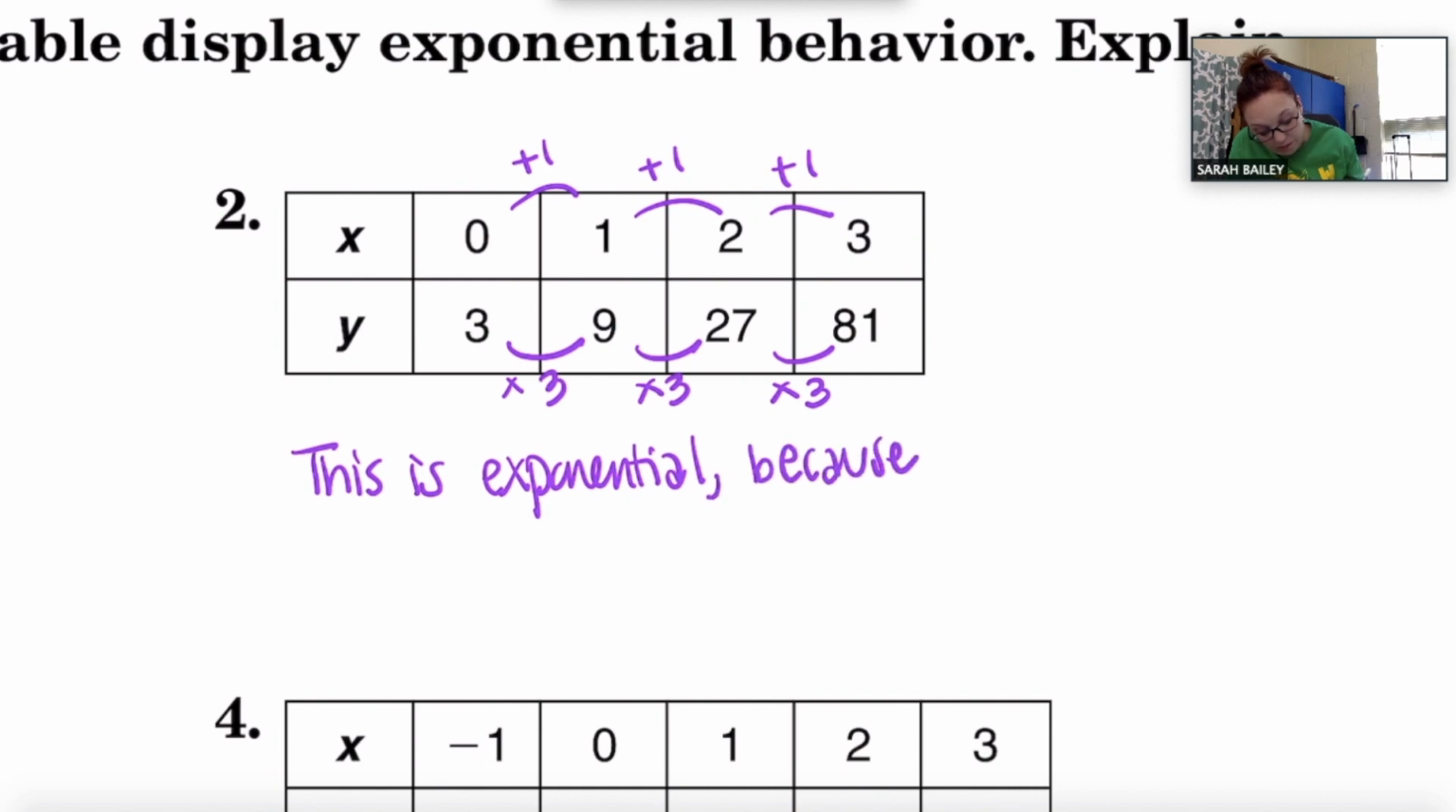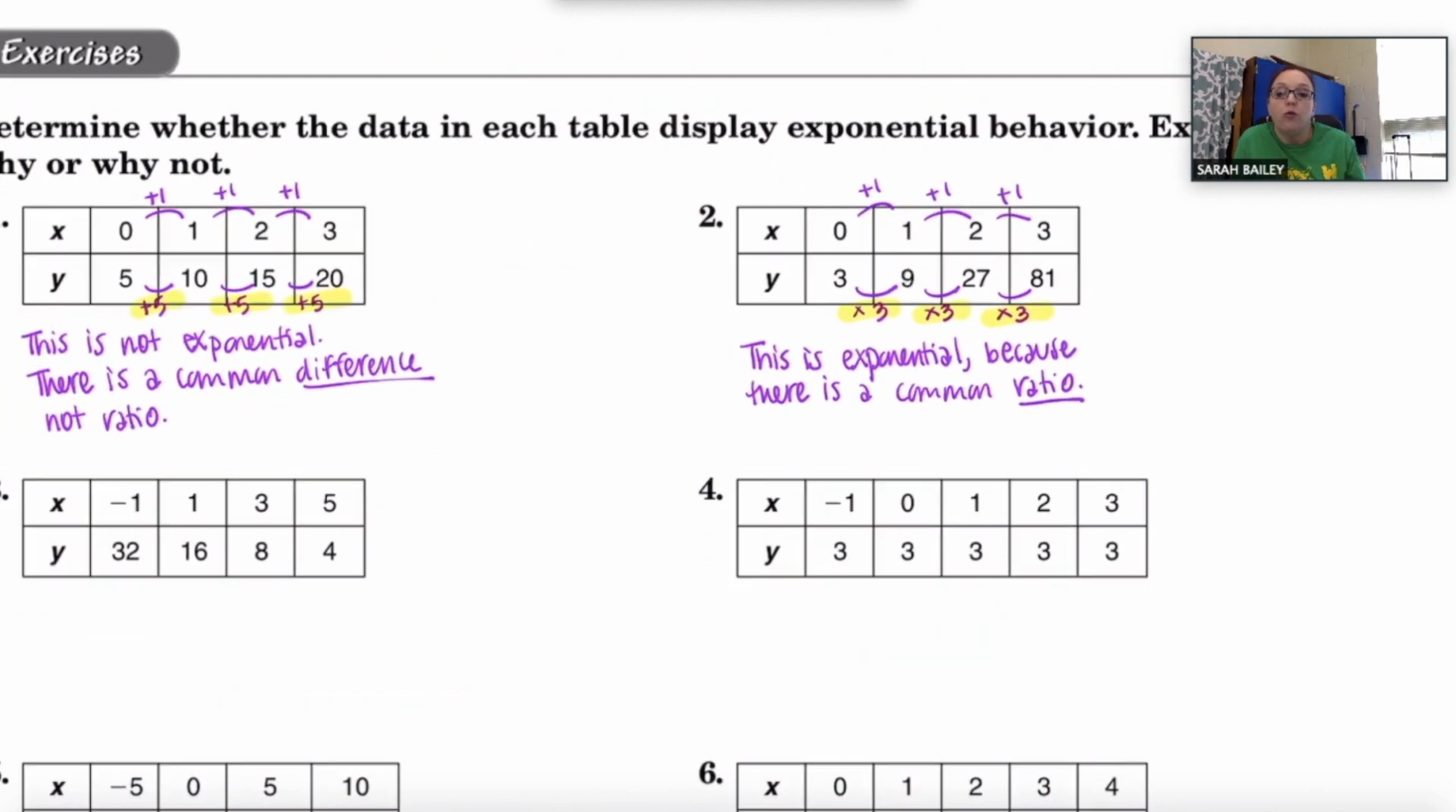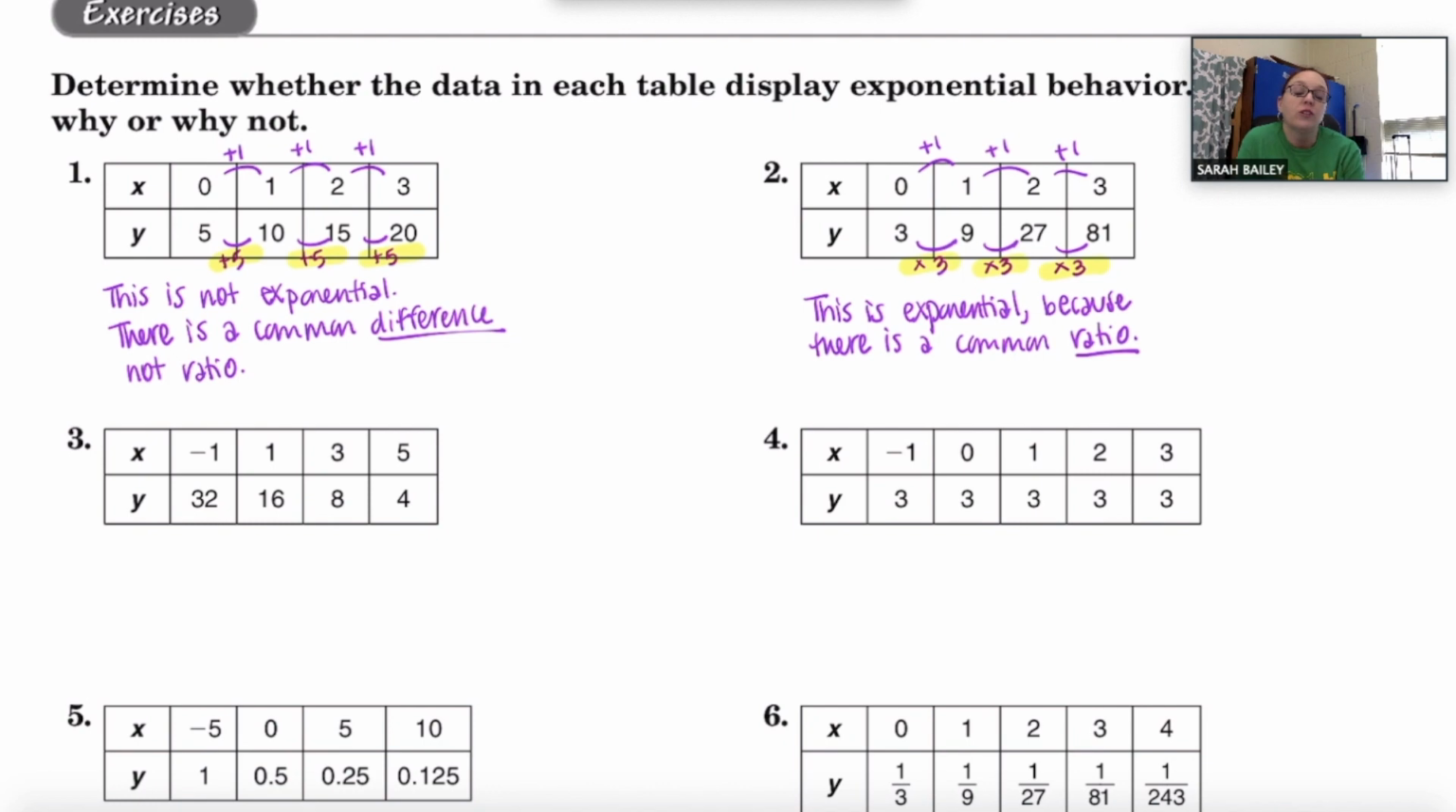This is exponential because there is a common ratio. I'm going to underline that. Okay, and then we can highlight because we're multiplying by the same amount each time. Okay, so when you're looking at a table, if you want to know if it's going to be exponential, basically just look at the patterns in the table. Are we adding by the same amount each time? If we are, that's not exponential. It's actually linear. Or are we multiplying by the same amount each time? If we're multiplying by the same amount each time, that is exponential and has a common ratio.